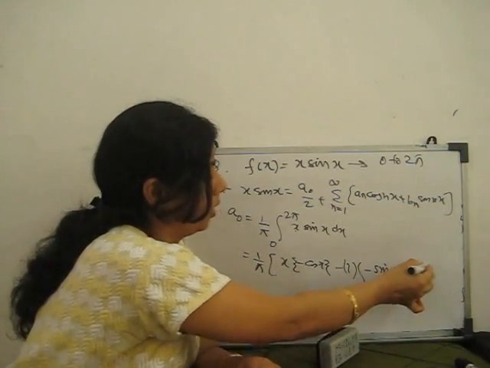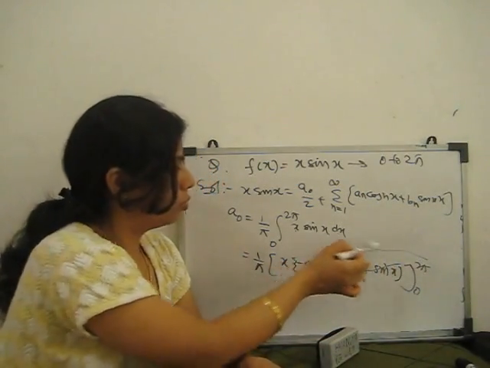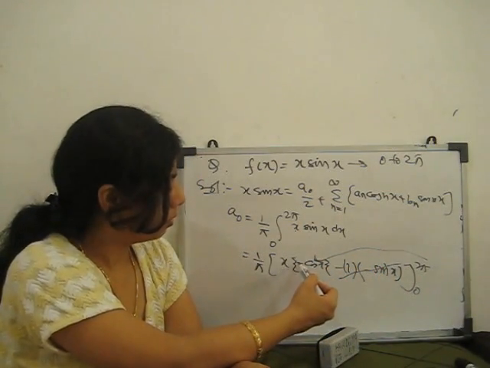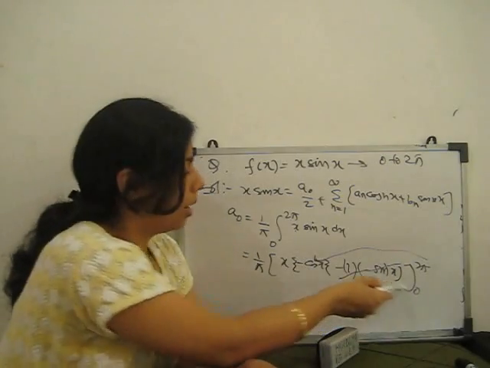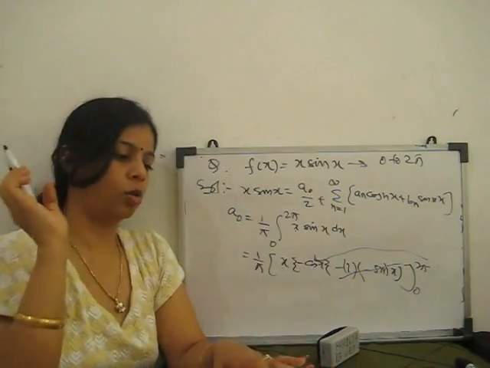From 0 to 2 pi, sin x, this term gives 0, this term gives the value. Upper limit minus lower limit. When we apply the upper limit, 2 pi, minus cos 2 pi. And when we apply the lower limit, 0, it goes to 0. So only with the upper limit we find the value.